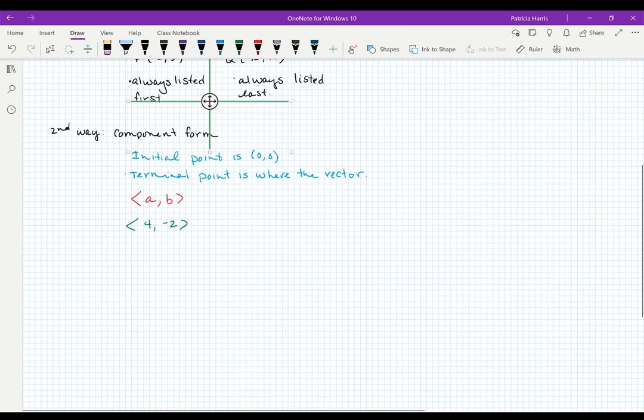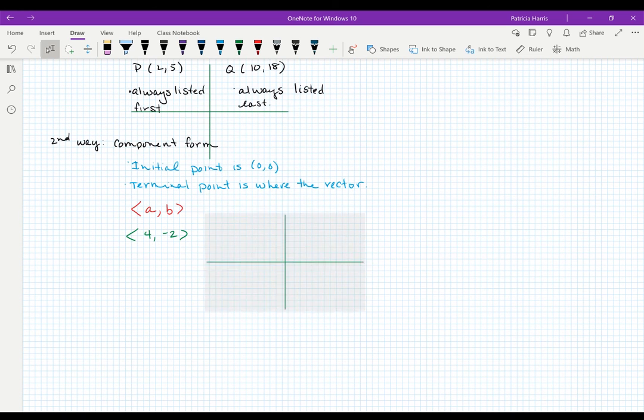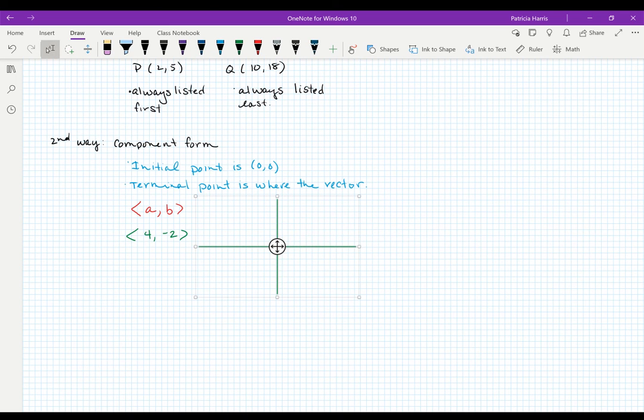So what you would do, if you wanted to know what that vector looked like, is you would say, well, okay, so we're going to count out. Let me move that so it's a little bit better. There we go. All right, so we're going to go 1, 2, 3, 4, and then down 2, -2. So my vector would start at 0, 0 and end at 4, -2.